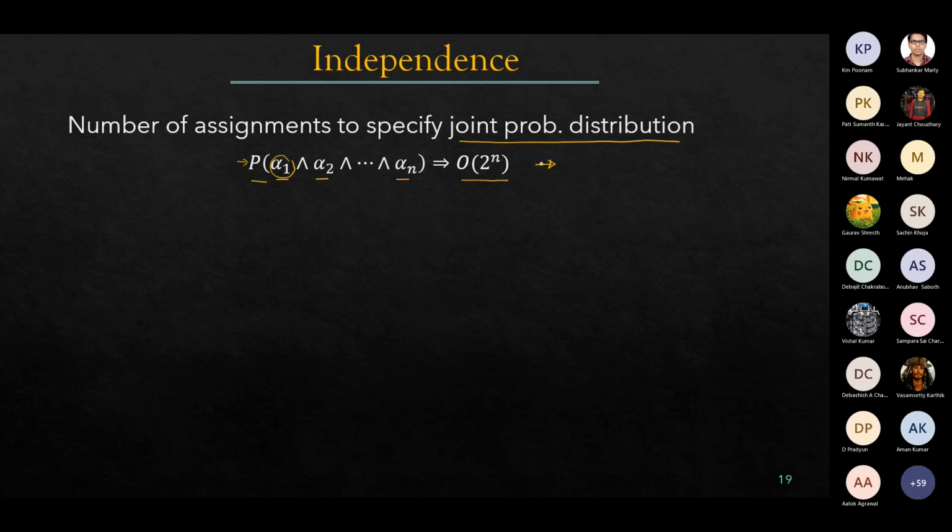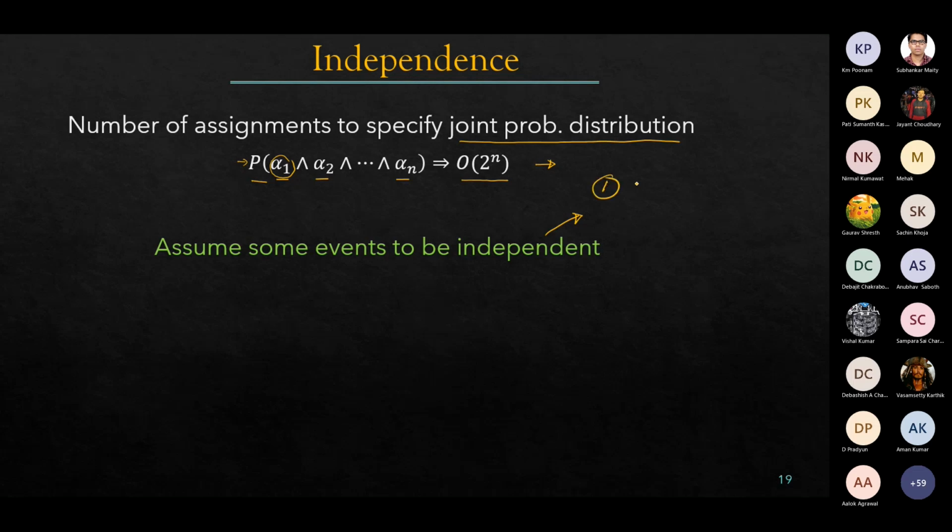So that's why we assume some events to be independent. And we do this with two objectives. First objective is that some events are not truly dependent on each other. We'll have examples of those kinds of events or pairs. And the second reason is to make the computation more efficient.